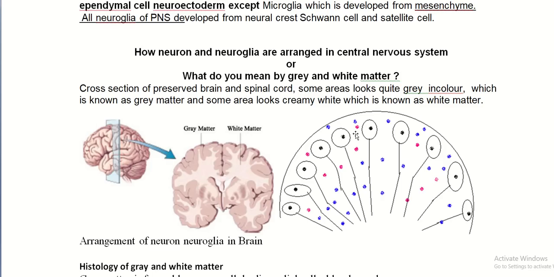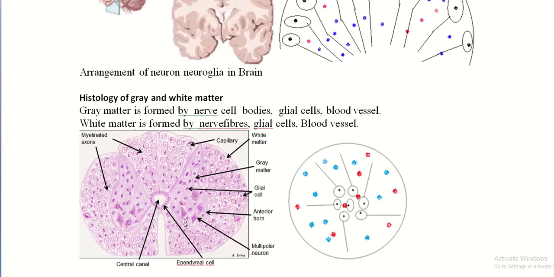So now the composition of the gray matter: nerve cell bodies, neuroglia, blood vessels, and the initial part of the dendrites and axon. What is the composition of the white matter? Composition of the white matter: nerve cell processes, neuroglia, and blood vessels. So within the brain, the gray matter is outer and the white matter is inner. But within the spinal cord, the gray matter is inner and the white matter is outer.